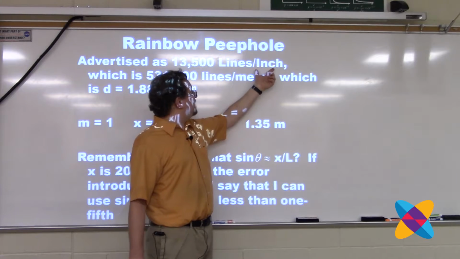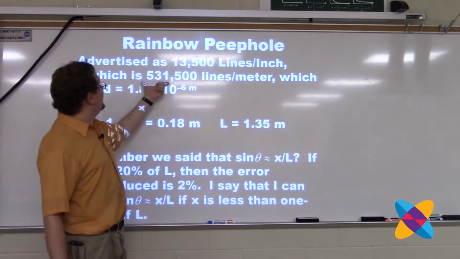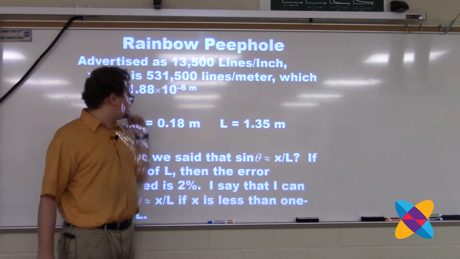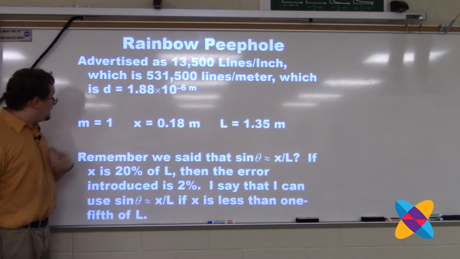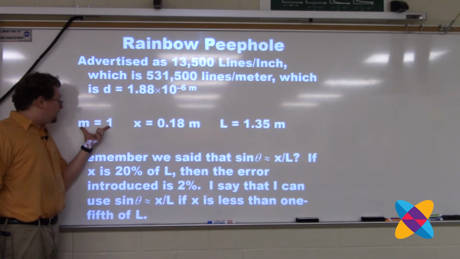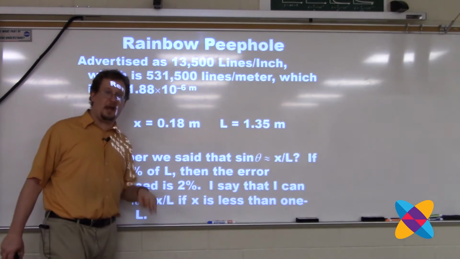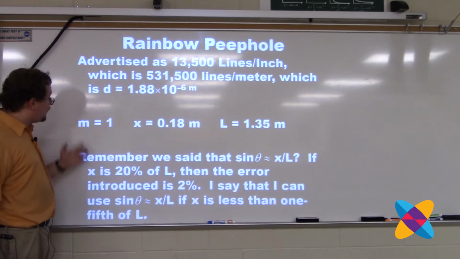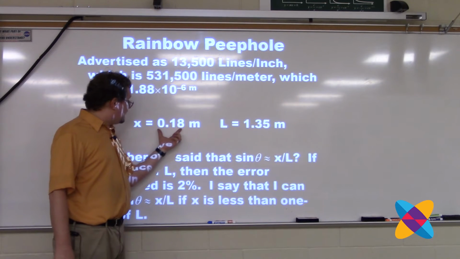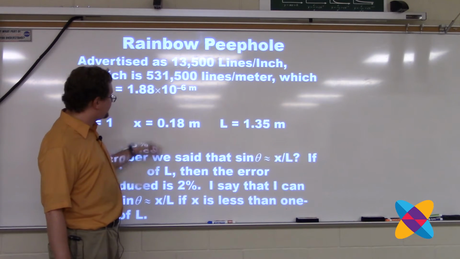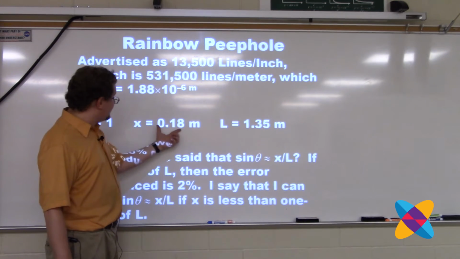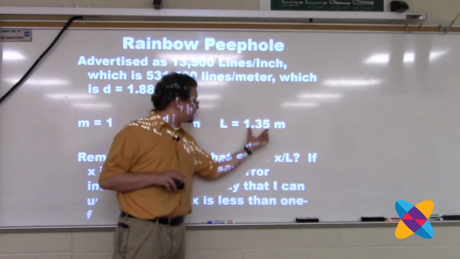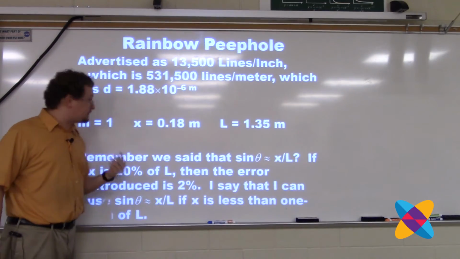So what do I do? I multiply by the number of inches in a meter, and I get this many lines in a meter. I take the reciprocal of that, and I get the distance in between slits. Actually, I did video myself doing it. I think you're going to see it here in a moment. Okay, so I just used the first order number over, and that was the distance from the central maximum over 1, and that was the distance from the rainbow peephole to the screen.